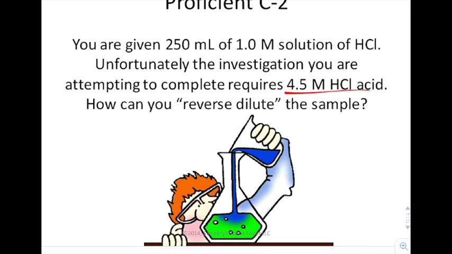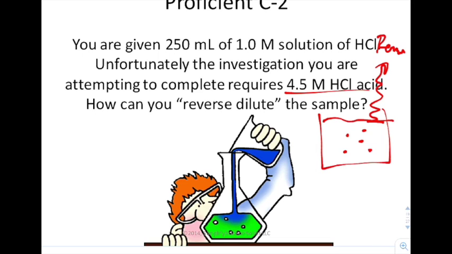So how can you reverse dilute the sample? If you were to have a substance that had, let's call it 5 particles, because we can't do 4.5, and you wanted to concentrate it, you would want these 5 particles to stay, and then you would want to remove the water. Now the problem with removing water from a solution is if you were to use an aspirator, or you were to try and pull up or pour off some of the water, you're more than likely going to pull out some of the hydrochloric acid or whatever is dissolved in it.